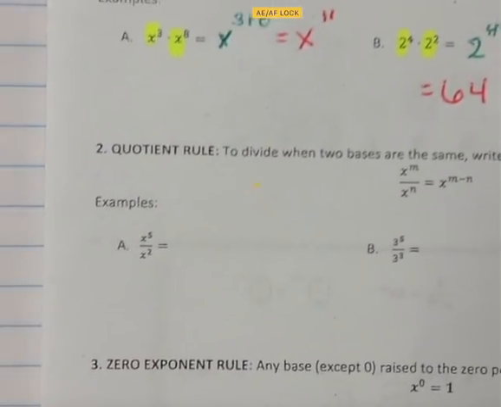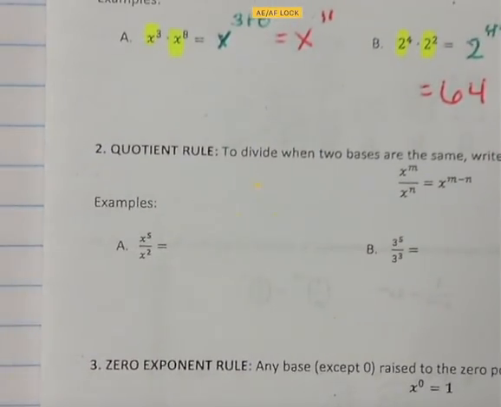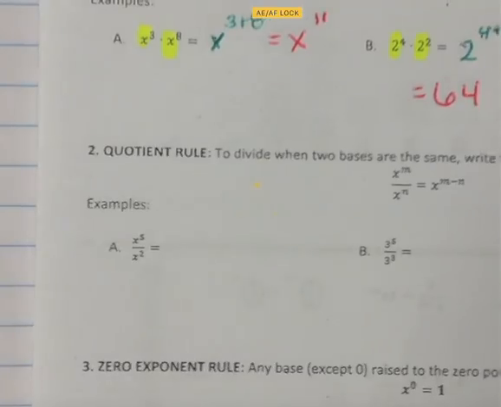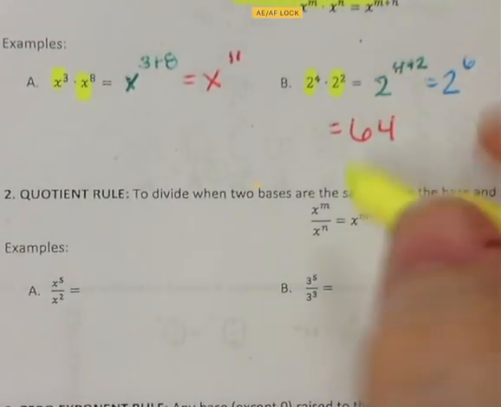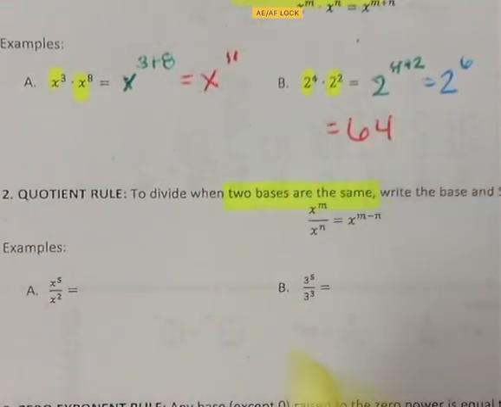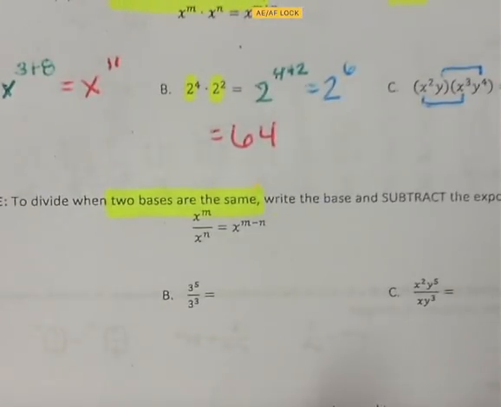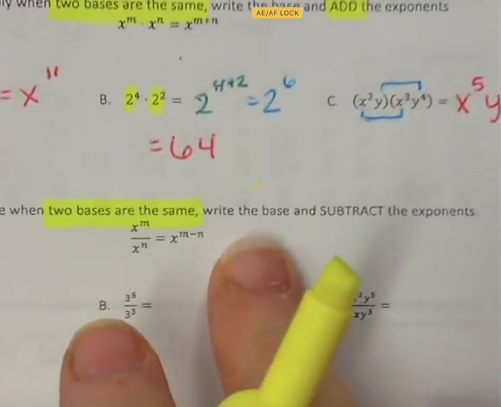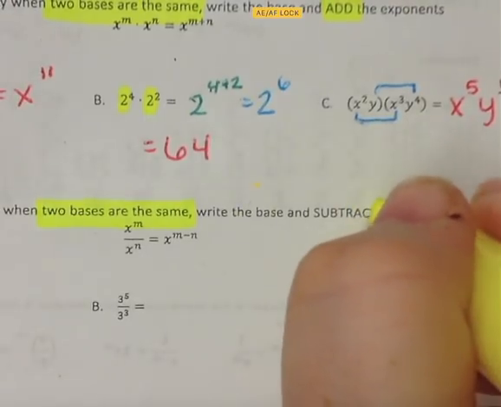The second rule is the quotient rule. This is when we're dividing. So when two bases are the same, again, they have to be the same bases. Two bases are the same. We're going to keep the base, we're going to write the base, but we're going to subtract the exponents instead of adding them.